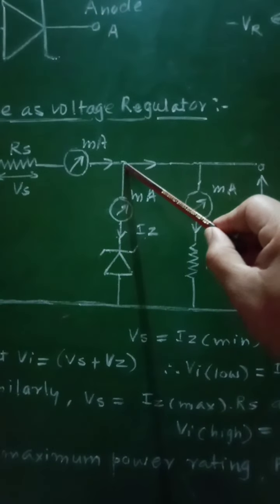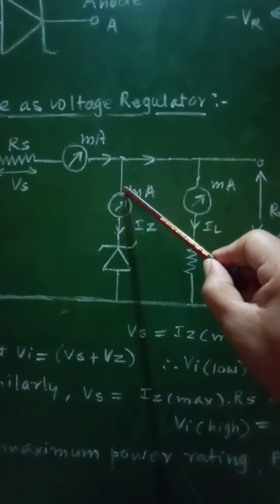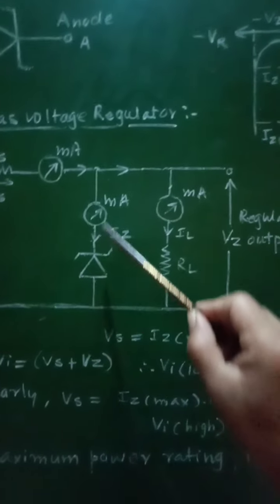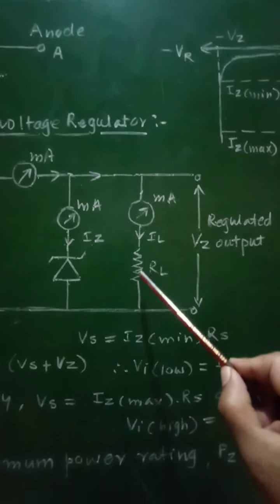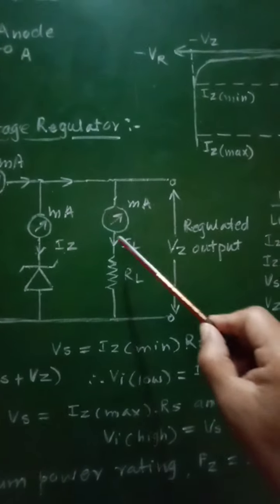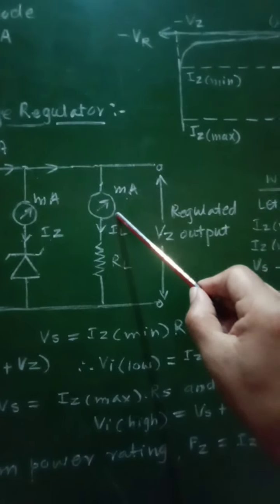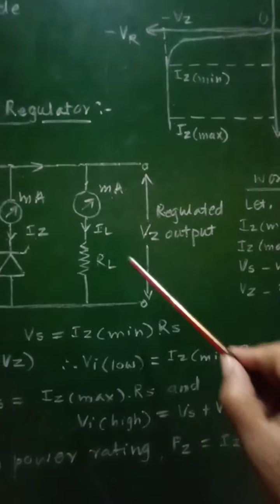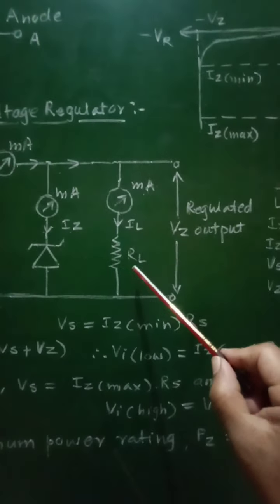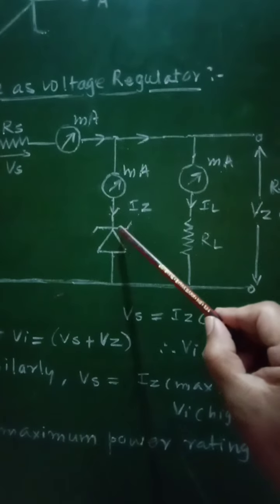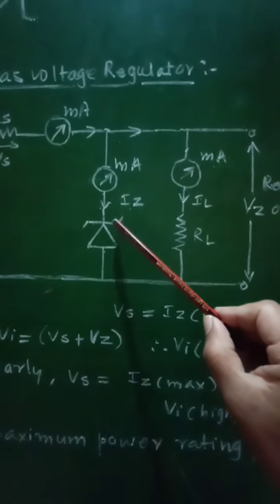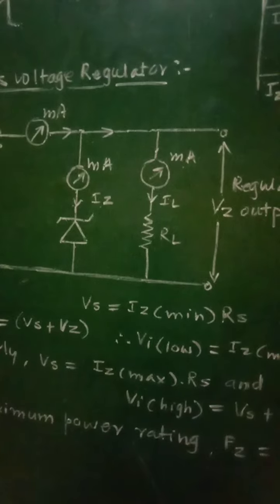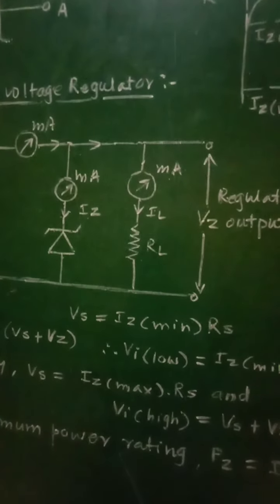When this current reaches this point, it will get divided into two parts. Some current will flow through the Zener diode and the remaining part of the current will flow through the load resistance RL, which will be measured with the help of this milliammeter. Then the output, that is the regulated output, will be obtained across this load resistance RL. So in this way, this Zener diode will be reverse biased, and therefore it will act as the voltage regulator.